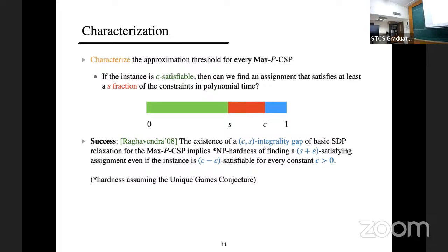What is P here? P is the predicate. P can be anything, so choose the predicate of your choice. Give me this integrality gap instance. Then you can just feed that into a reduction, and that will give this hardness result. But given the predicate, the SDP is also fixed. Yes, the SDP is always fixed. It's like a program that you write down.